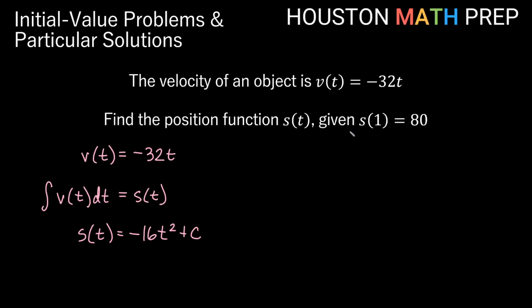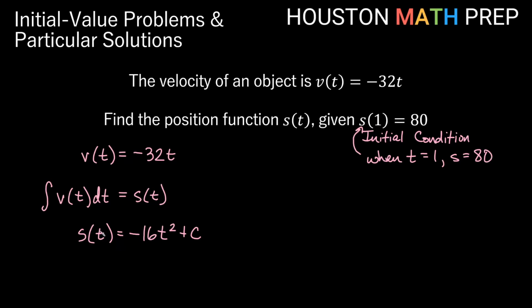Now what we have here is called an initial condition. So we know an extra piece of information about what's going on with our position function s. This initial condition says when I plug in 1, I get an s value of 80, or in other words, when t equals 1, then s equals 80. I can plug this into my position function s of t and solve for the constant, and that will give us the particular solution. So let's plug these things in and see what we get.